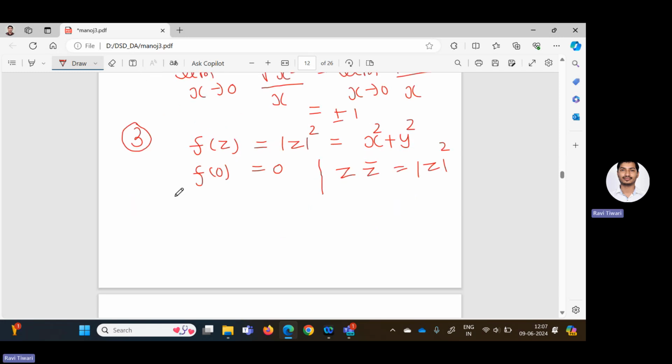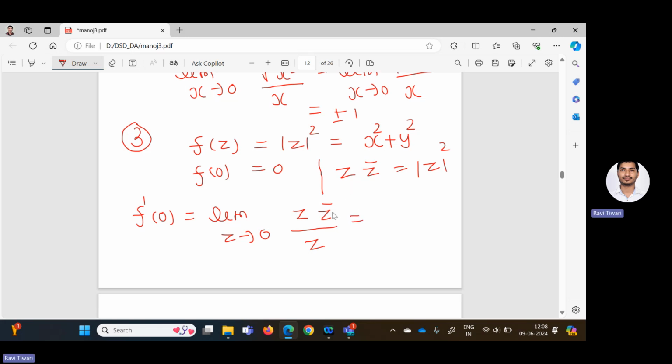So this limit, what will you get? f'(0) equals the limit as z tends to 0 of f(z). In place of |z|², can we write z times z conjugate? So z times z conjugate minus f(0), which is 0, divided by z. So what is this equal to? z and z will cancel out.